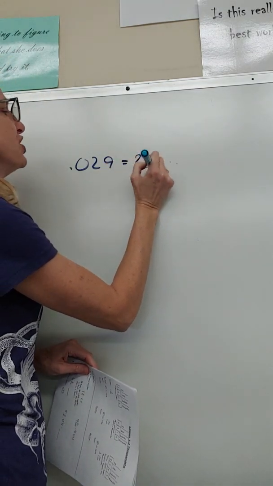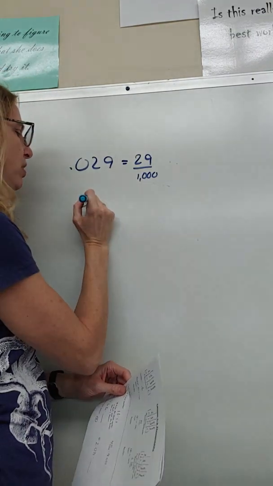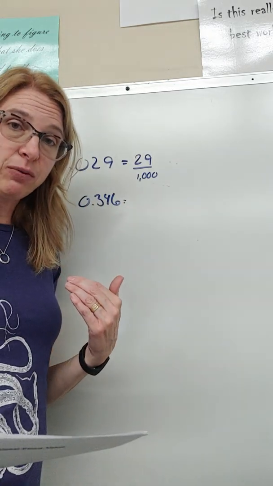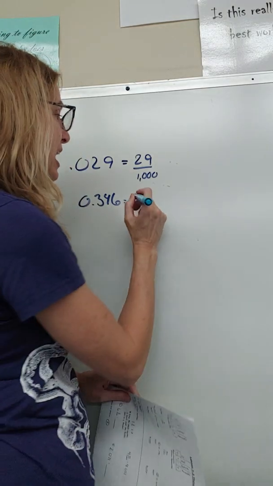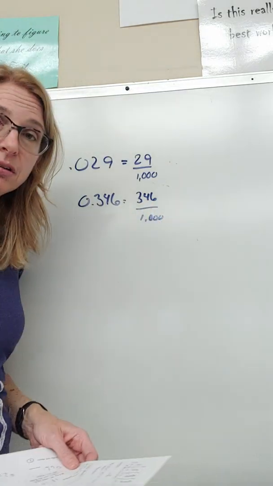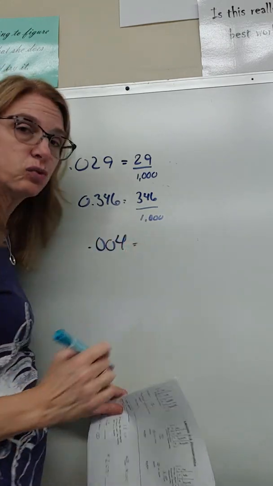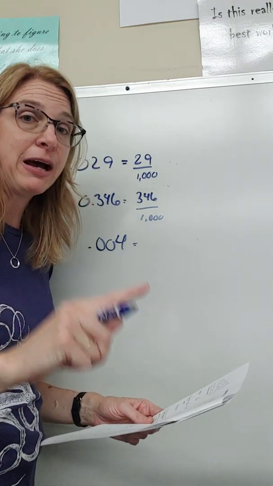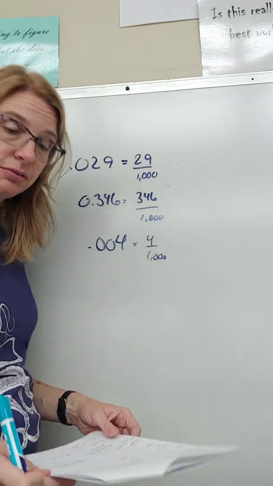What would that be as a fraction? 29 over 1,000, okay? The second one, in word form, listen to how I say it and check what you have, would be 346 thousandths, okay? And how would that look as a fraction? 346 over 1,000, okay? And now number 3, this would be in word form, 4 thousandths. I hope you're getting those TH's in there. It's important, thousandths. And the fraction would be 4 over 1,000, okay?